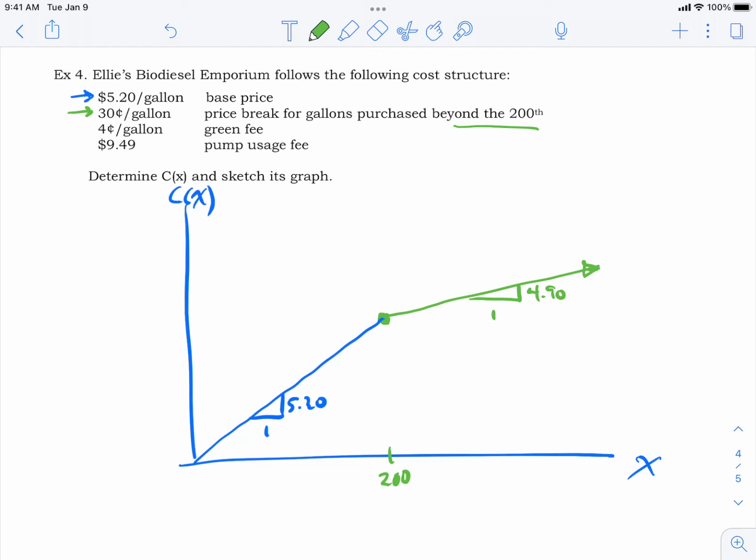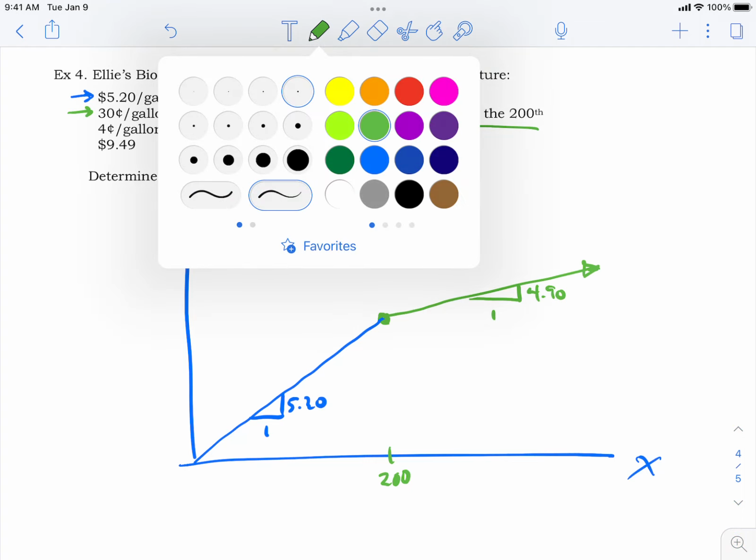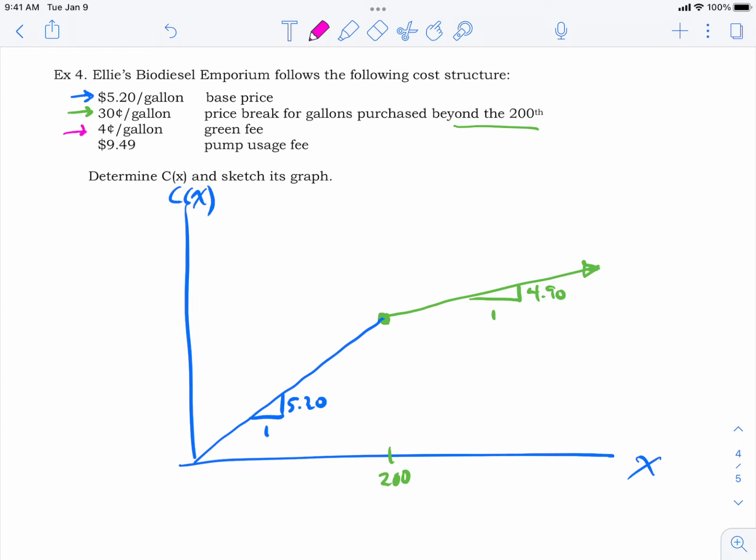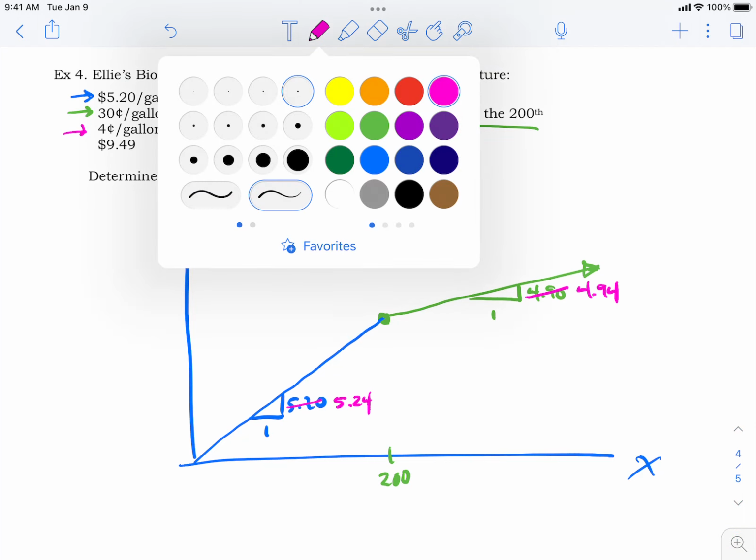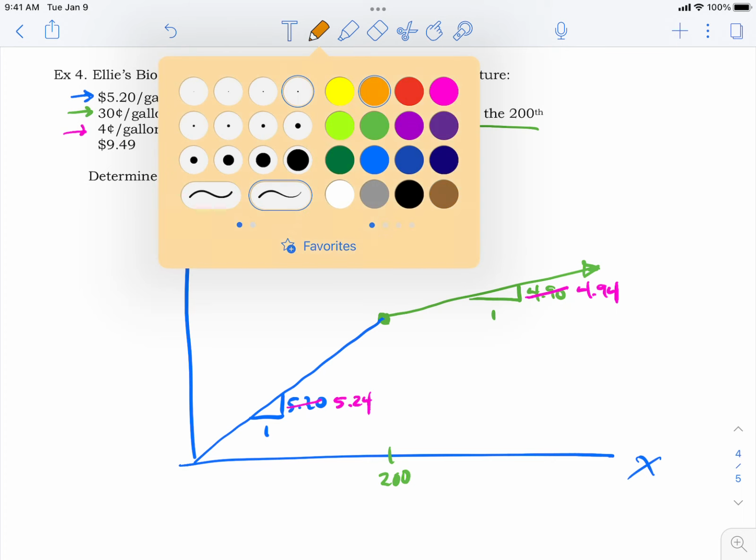Okay, cool. We took into account that one. Now what? Let's do the 4 cents a gallon. How do we take that into account? Well, that means that instead of paying $5.20 a gallon, I'm going to be paying $5.24 a gallon over here. And over here, instead of paying $4.90 a gallon, I'm going to be paying $4.94 a gallon. Okay, fine print. They always got the fine print. Okay, fine, whatever. And let's see, one more. What color do I need? Okay, we'll do this one.